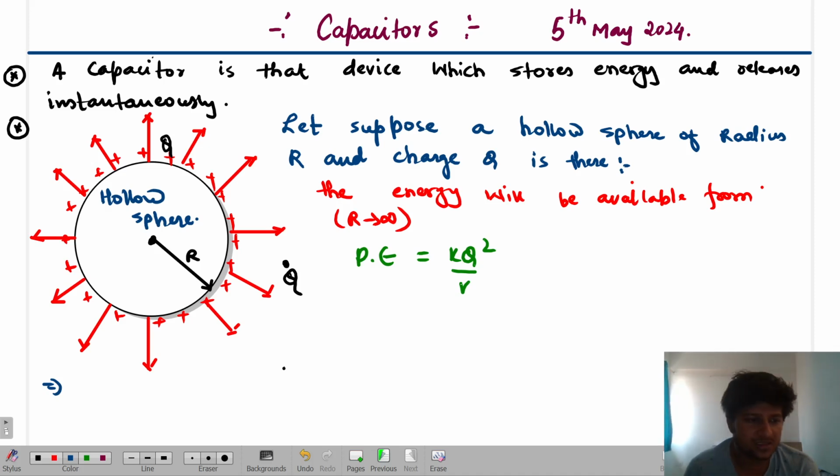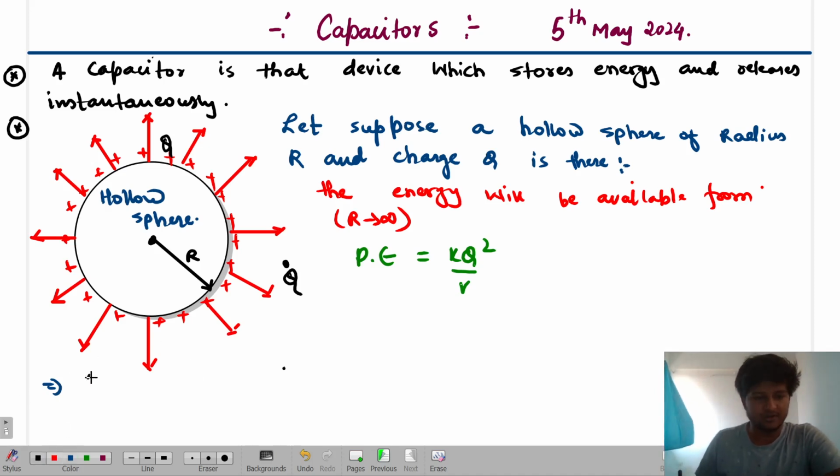So basically, there should be some property which tells that different conductors store different levels of energy, isn't it? And that property of the material which defines the storage capacity is called the capacitance of the body. Is that clear or not? Yes. So look over here.